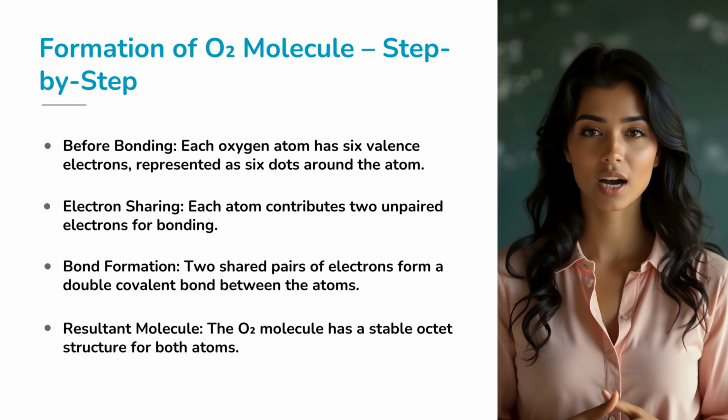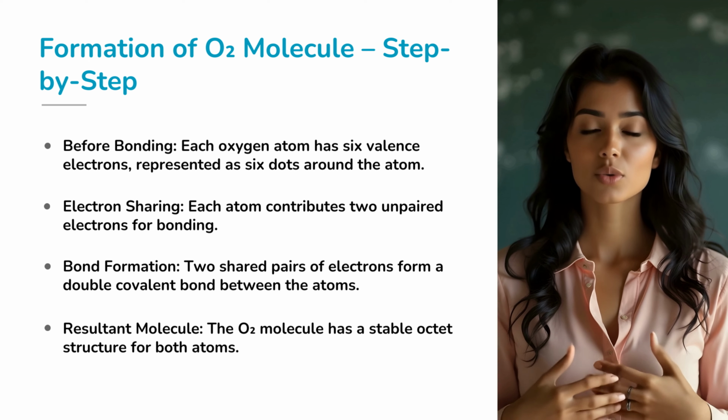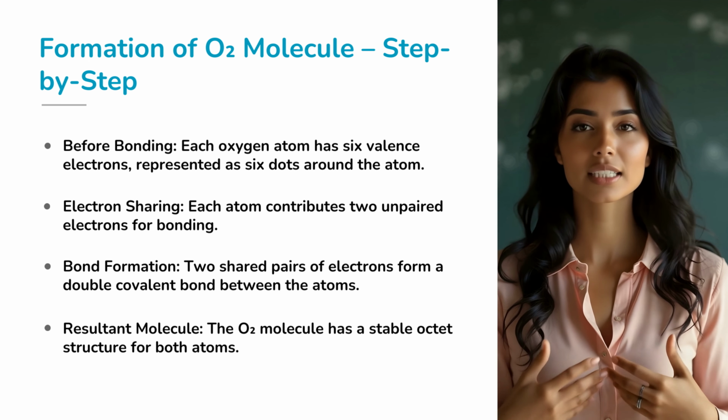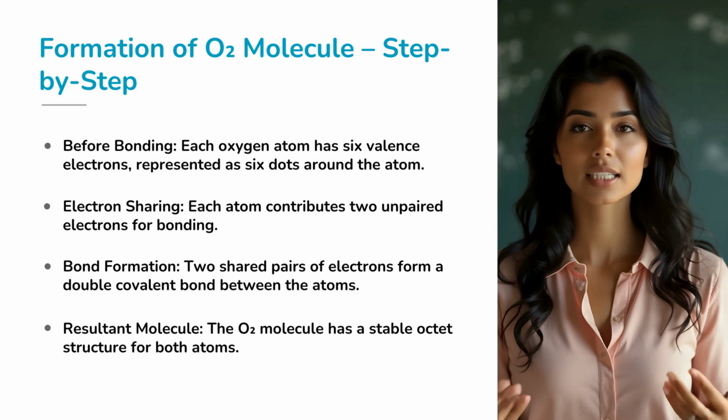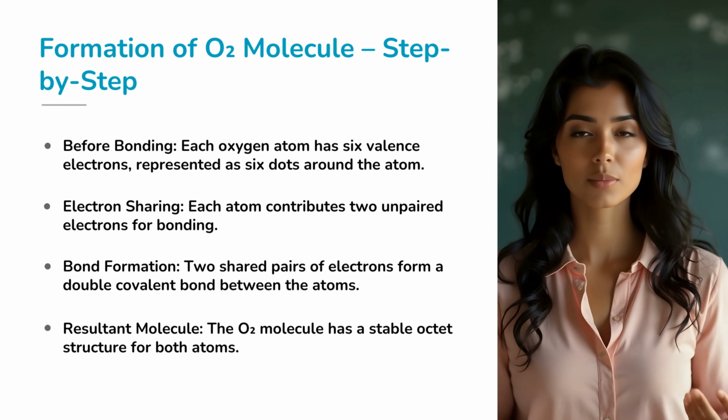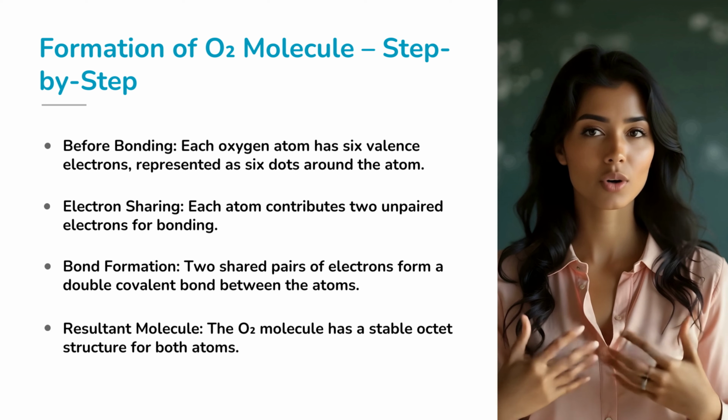Let's now explore how an oxygen molecule is formed from 2 oxygen atoms. Each oxygen atom starts with 6 electrons in its valence shell. Imagine 6 dots surrounding the symbol O, showing those electrons. 2 of these electrons are unpaired and ready to bond. So, when 2 oxygen atoms come together, each donates 2 of its unpaired electrons into the shared space. This results in 2 shared electron pairs, or a double covalent bond.